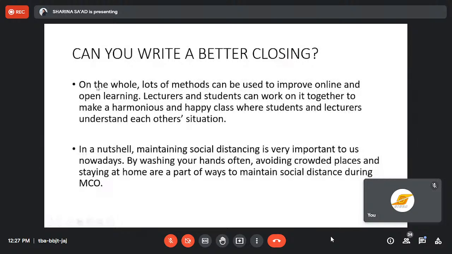On the whole, to signal that she's going to end it. Lots of methods, this is the summary. And then this is the feeling, the hope that she has in the future. Okay, look at the second one. In a nutshell, this is to signal that her essay is finished already. Maintaining social distancing is very important to us nowadays. This is the summary of the essay. By washing our hands, avoiding crowded places and staying at home are part of the ways to maintain social distance during MCO. Here, she restated the thesis statement.